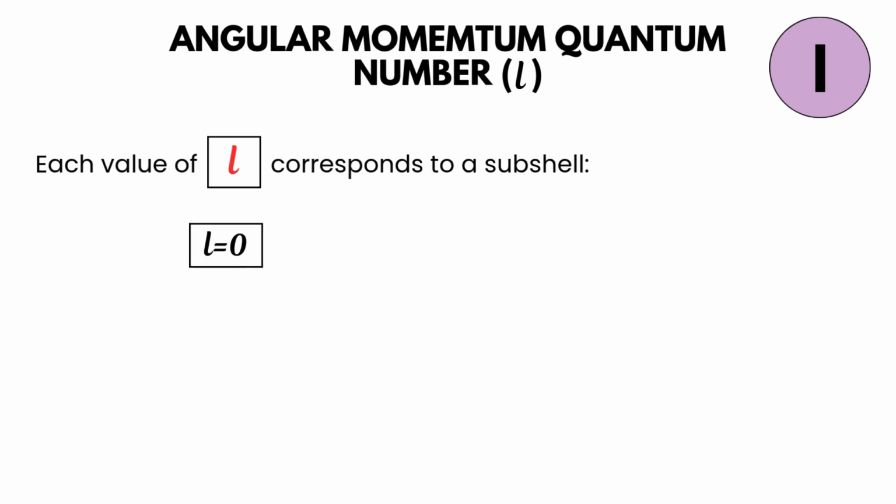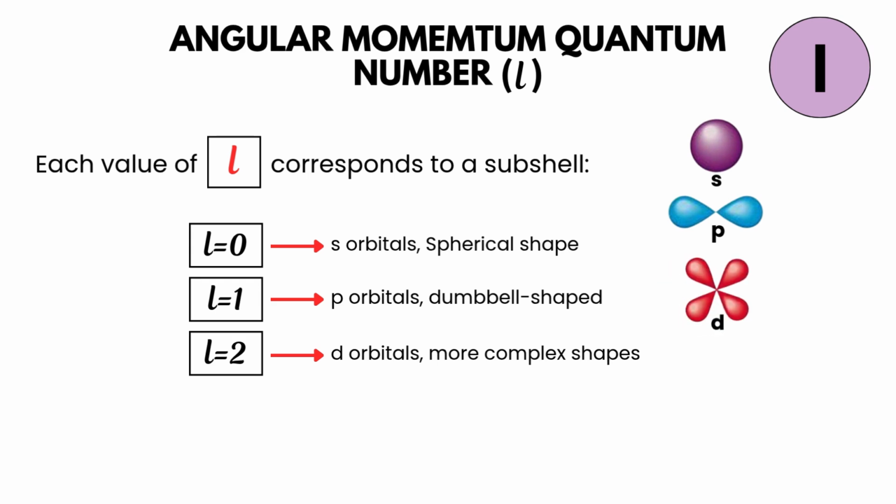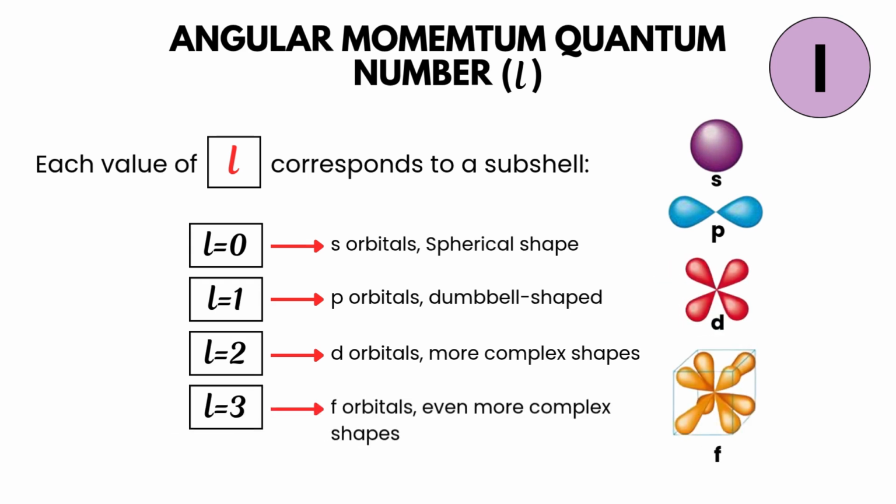L equals 0: s orbitals. Spherical shape. L equals 1: p orbitals. Dumbbell-shaped. L equals 2: d orbitals. More complex shapes. L equals 3: f orbitals. Even more complex shapes.